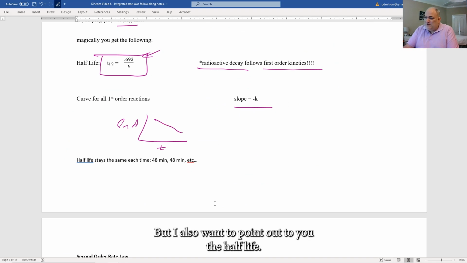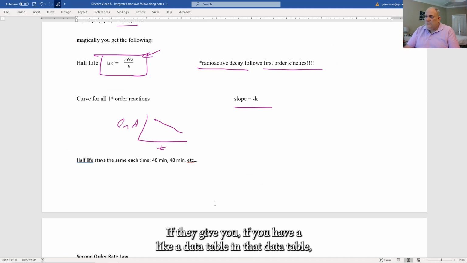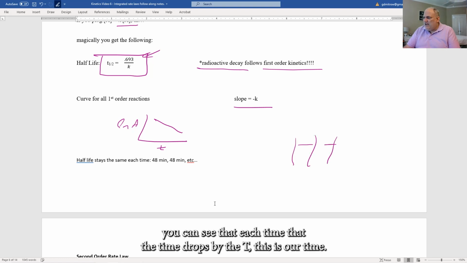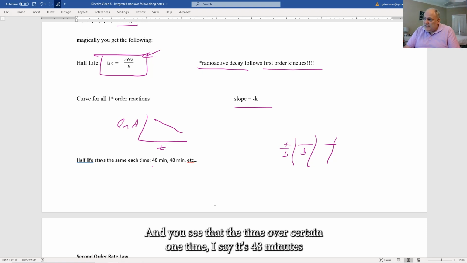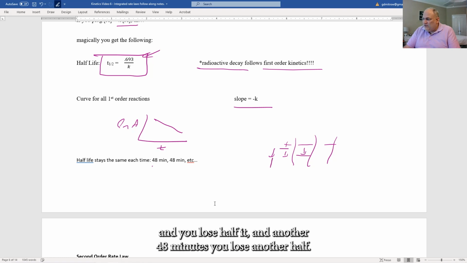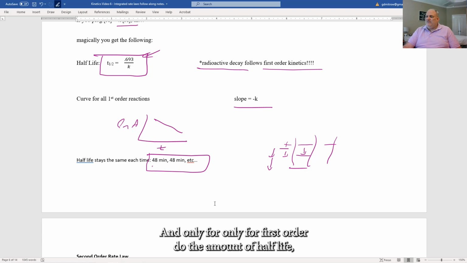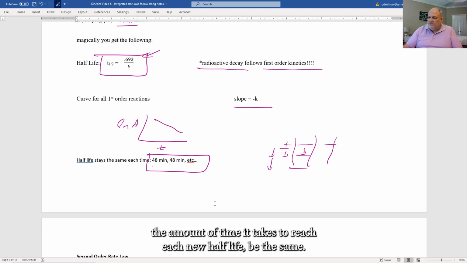But I also want to point out to you the half-lives, and this is the way we can tell it. If you have a data table, and in that data table you see that the time over a certain amount of time, let's say it's 48 minutes, you lose half of it, then in another 48 minutes, you're going to lose another half. And only for first order is the amount of time it takes to reach each new half-life the same.